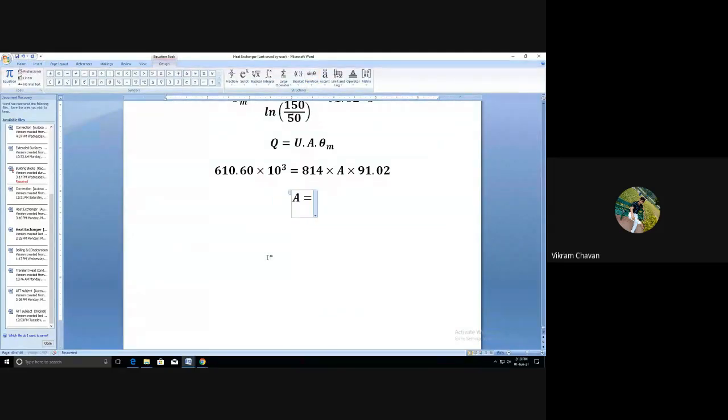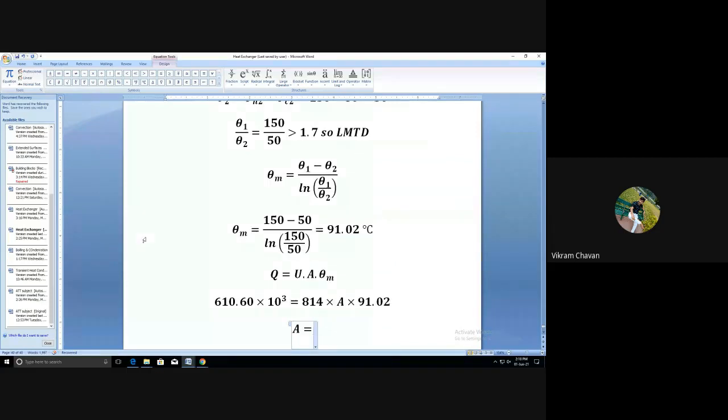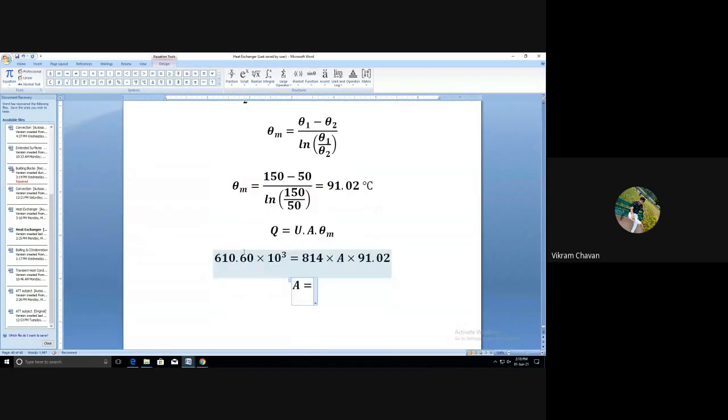So what will be the area? Yes, any answer? How much area? 8.24. Right, 8.24 meter square. Great.